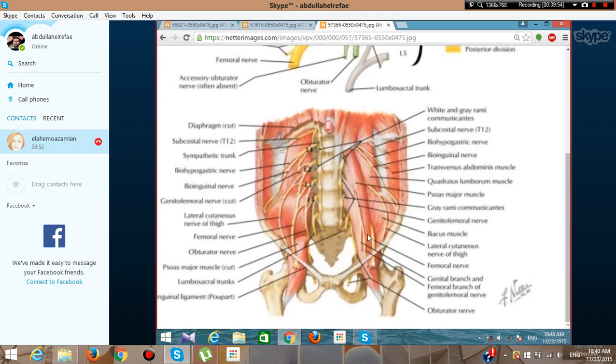So this is psoas major, lateral to psoas major. This is femoral. Obturator is medial to psoas major. So this is psoas major, medial to it. This is obturator.